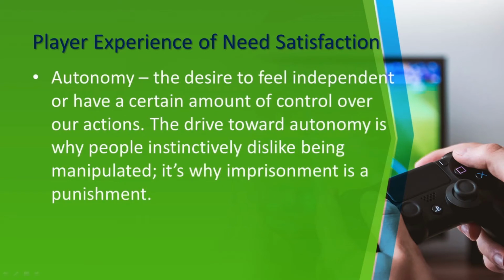Next is autonomy. Autonomy is the desire to feel independent or have a certain amount of control over our actions. The drive toward autonomy is why people instinctively dislike being manipulated. It is why imprisonment is a punishment. So this type of players usually play games that have open world, wherein they can do anything they want.